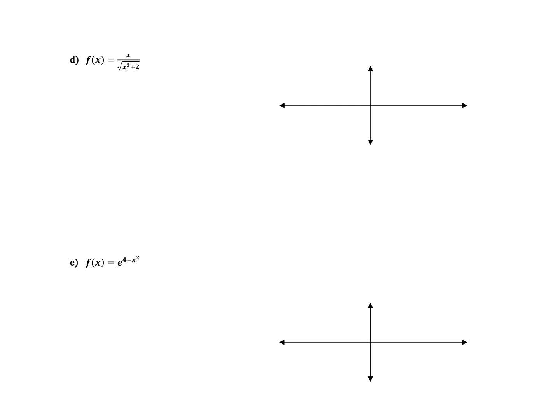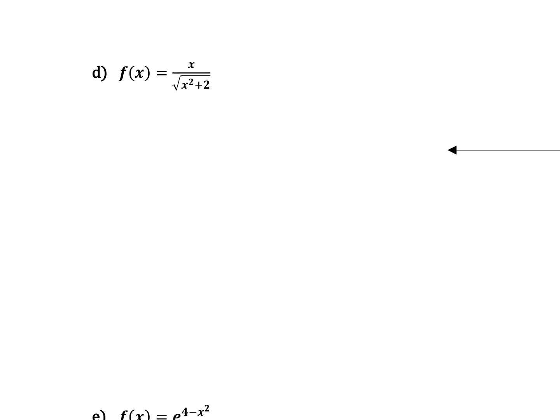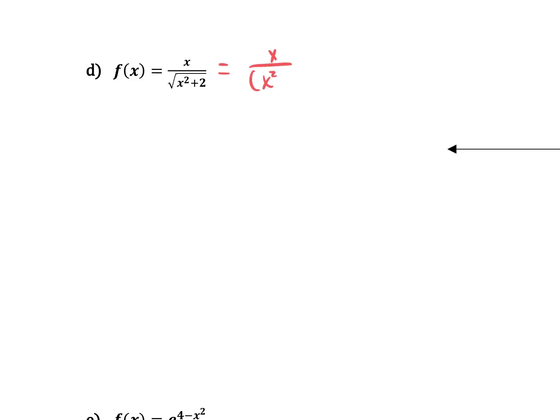Let's look at a couple more graphing problems here. We want to find the first and second derivatives here to use the first and second derivative test. Before we dive in too far here, let's rewrite this as x squared plus 2 to the 1/2. Makes it a little easier to tackle that derivative. So here we go. Let's find the first derivative.